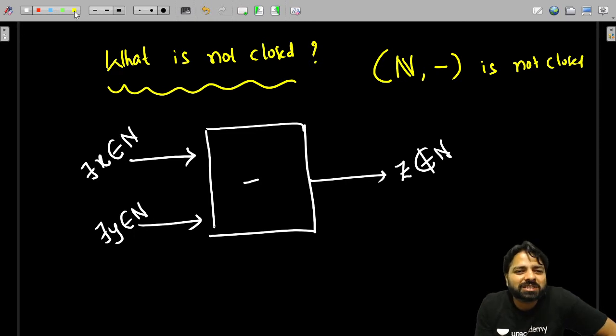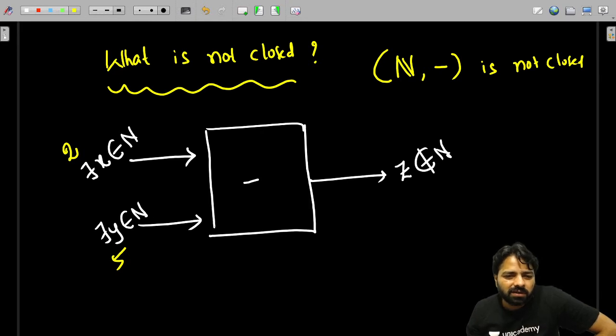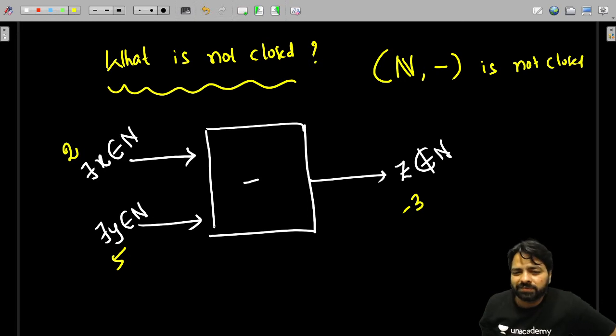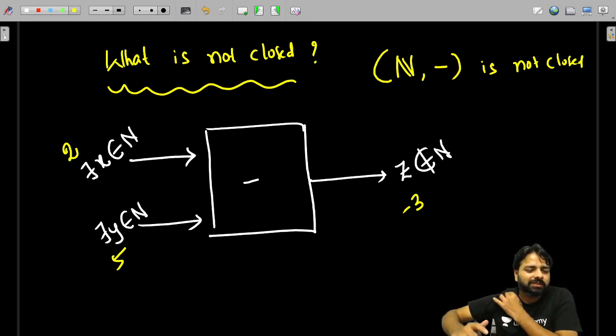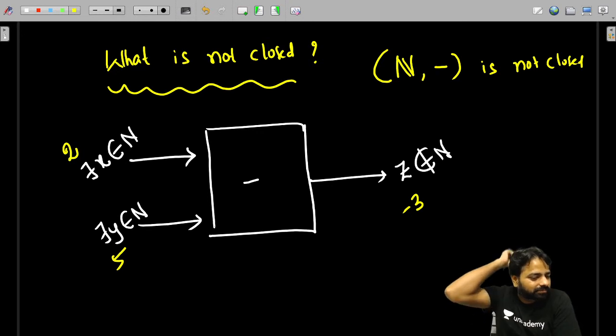Yes, so many examples, not 1, 2, 3, so many. But don't look for belongs to N, belongs to N is also possible. Look only for not belongs to N. Just like you have taken 2, let's take 5. 2 minus 5 is what? Minus 3. 2 minus 5 is minus 3, but that is not in N. That means this set is not closed under subtraction.